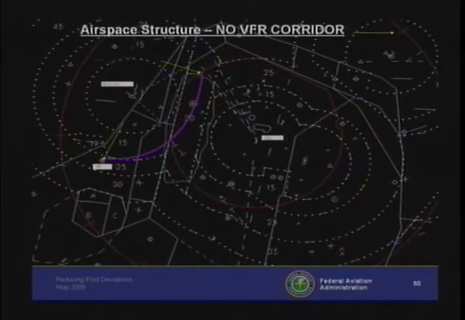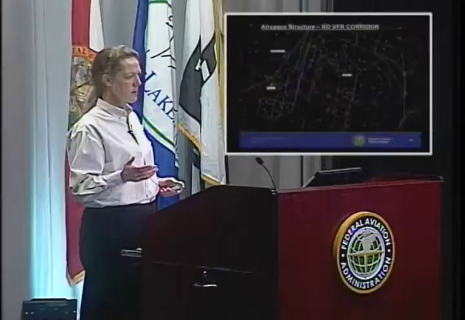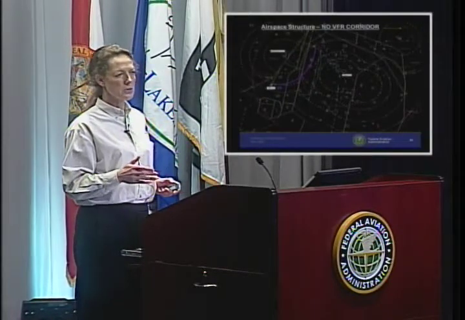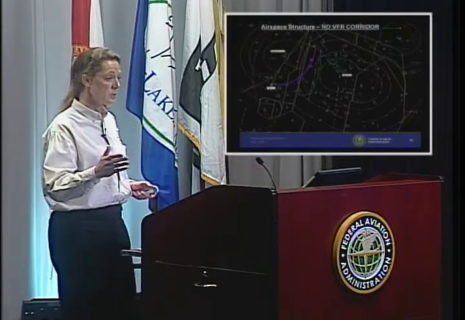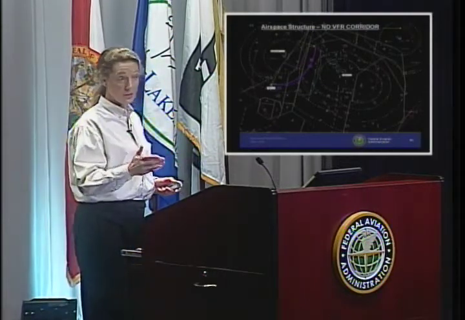No VFR corridor, again, used to be an airspace between DCA and Dulles. That corridor is no longer available for VFR transient operations. It is the flight restricted zone. So while you may be cleared to enter the special flight rules area, the flight restricted zone is not available for transient operations. In fact, there's a lot of traffic in between DCA and Dulles, and ATC will route you around. Be prepared. Take plenty of fuel. Plan ahead.